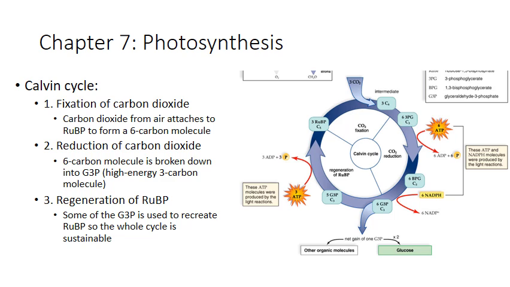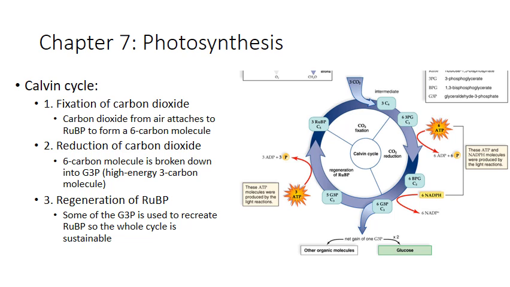Then your second step is the reduction of your carbon dioxide. So now you have a 6-carbon molecule, and you're going to break it up into 3-carbon molecules in the form of G3P. G3P is a really high energy, valuable molecule for the plants. So they're going to send some of that G3P out of this process to be used to make carbohydrates or other things in the plant. And they're going to send the rest into regenerating RUBP, which is the final step.